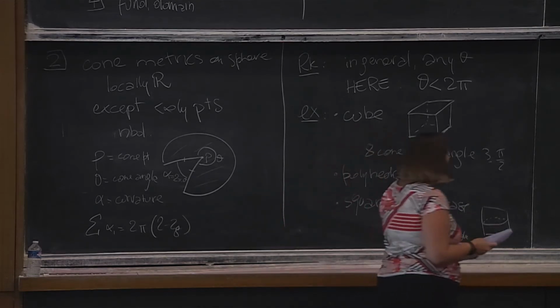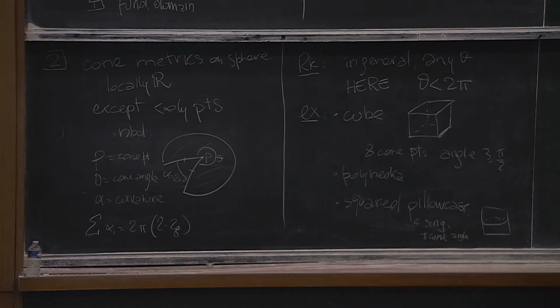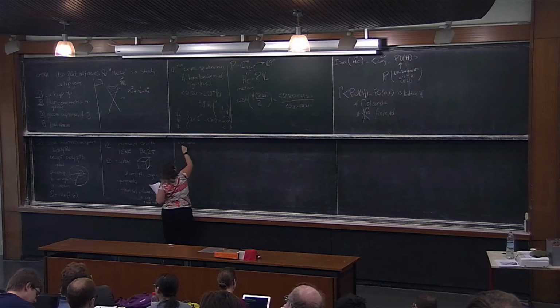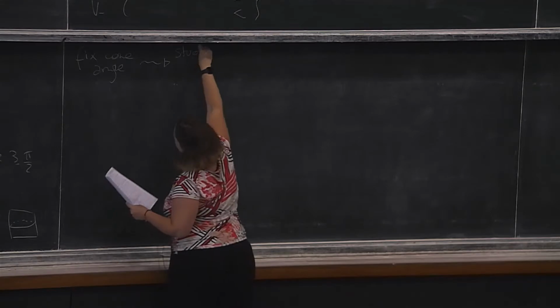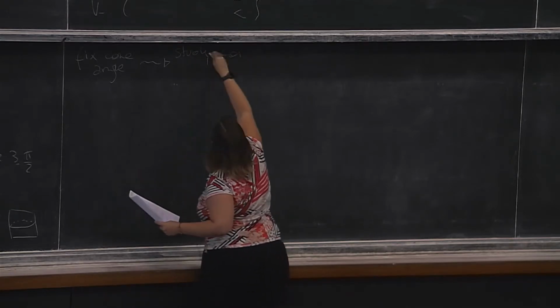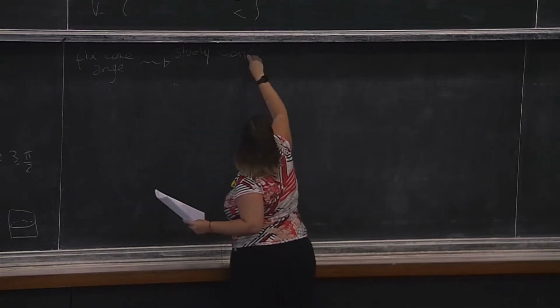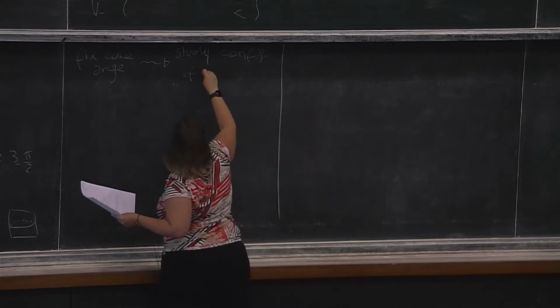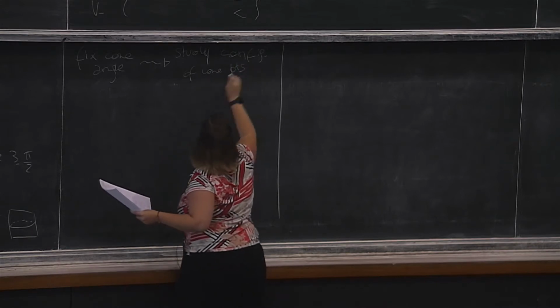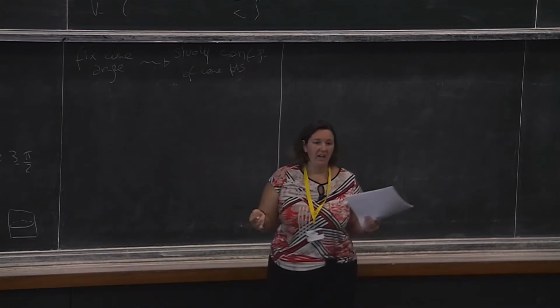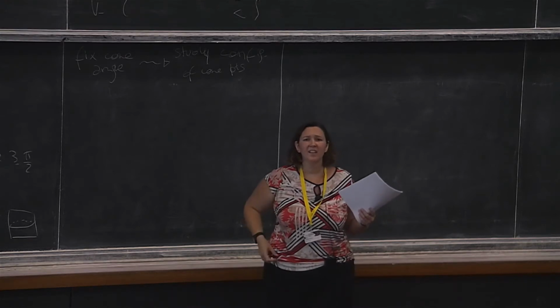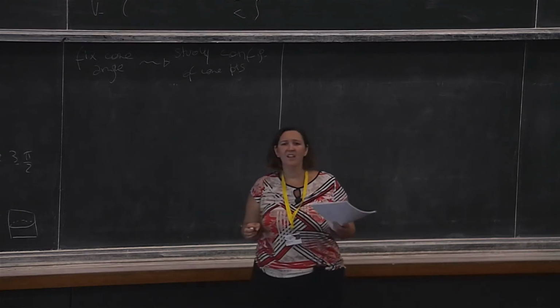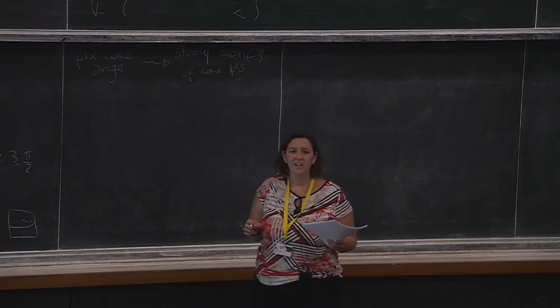So then one can fix the cone angle, fix the values of the cone angles, and study the configuration of the cone points. So now we are on a sphere, and yes? So I'm not quite sure. So you've already got a metric on the sphere?